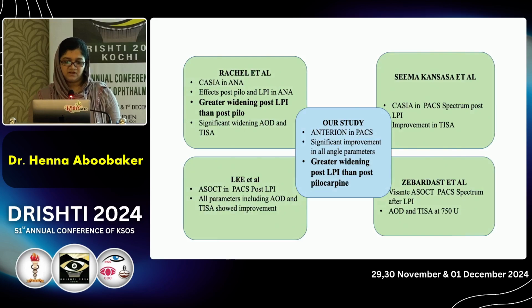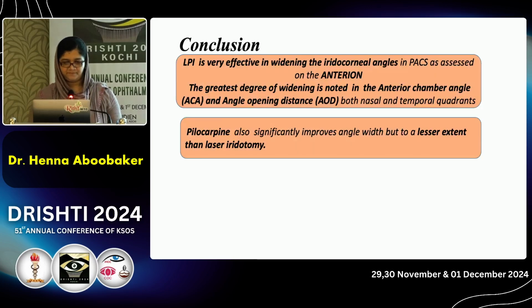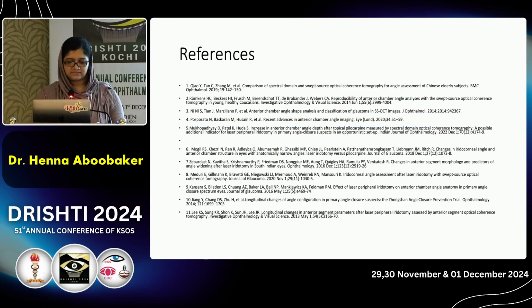And this is showing other similar studies using different ASOCT machines and showing the angle width improvement. And Rachel et al. showed the effects post pilocarpine and laser PI in narrow angles and showed greater widening post laser than post pilocarpine. Coming to conclusion, laser PI is very effective in widening the iridocorneal angles in primary angle closure suspects as assessed with anterior segment OCT, and the greatest widening was noted with anterior chamber angle and angle opening distance. Pilocarpine also significantly improves the angle width, but to a lesser extent than laser iridotomy. My references. Thank you.